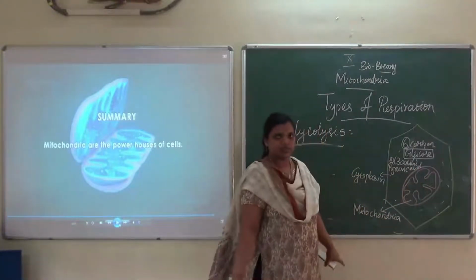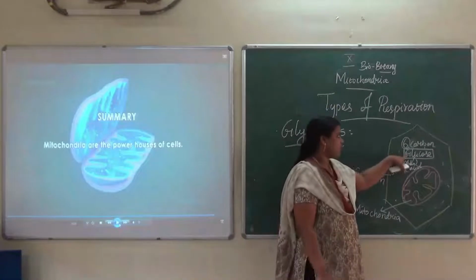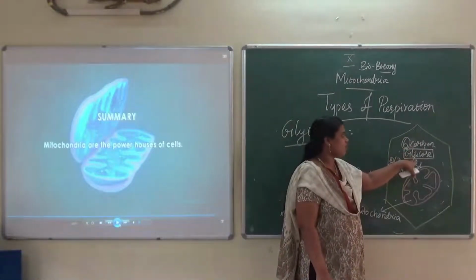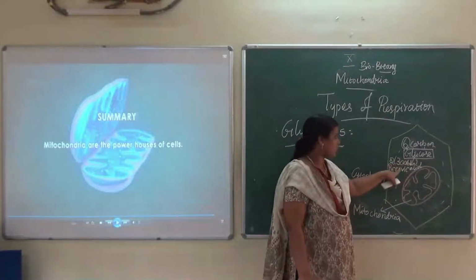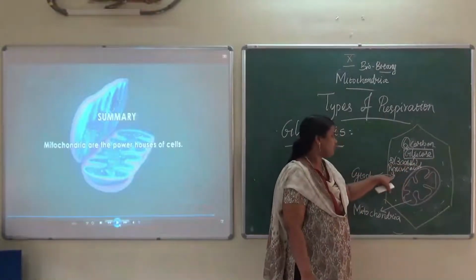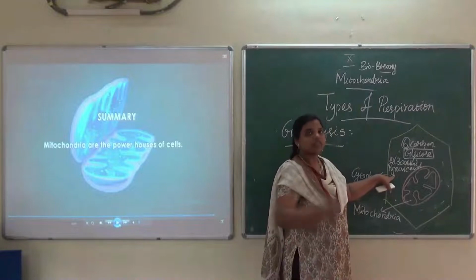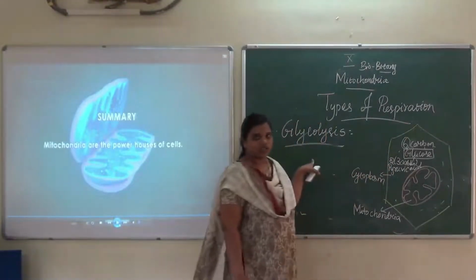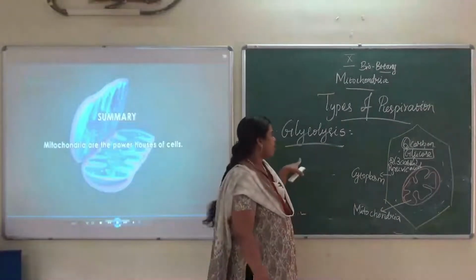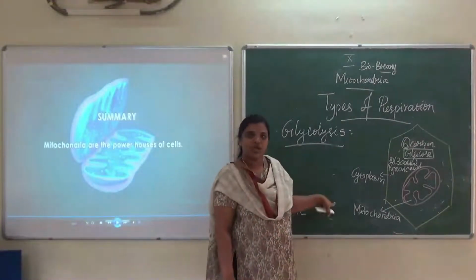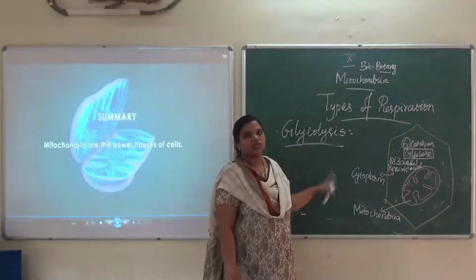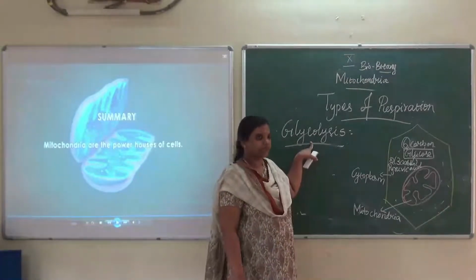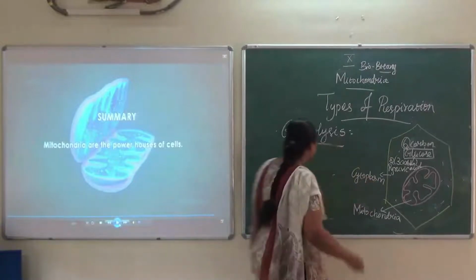Pyruvic acid. Glycolysis means it occurs in the cytoplasm. Glucose is converted into pyruvic acid. This is the glycolysis reaction. It commonly occurs in both aerobic and anaerobic stages. And then next one, the Krebs cycle.